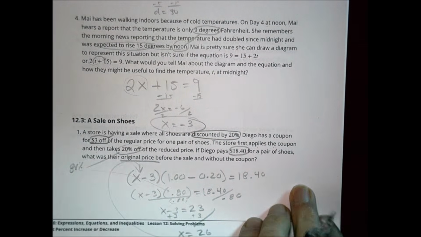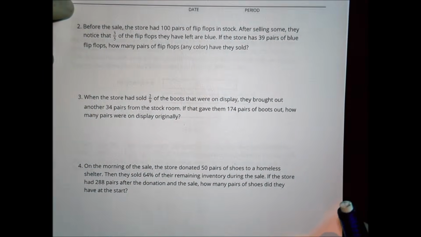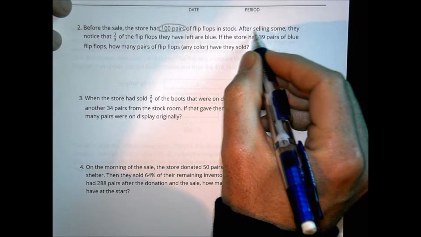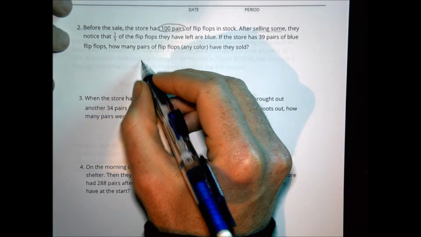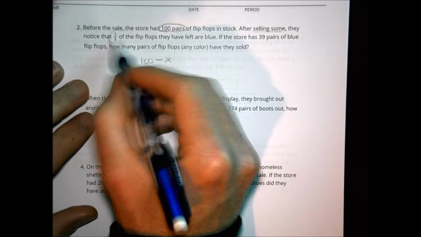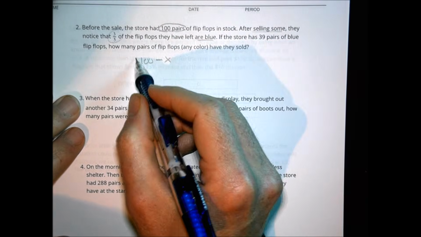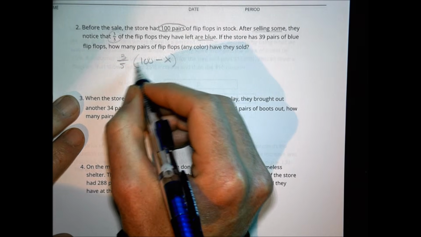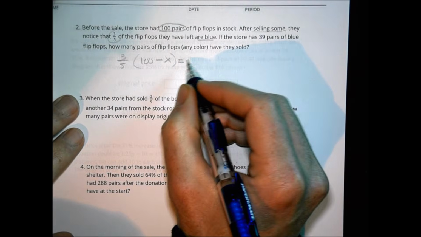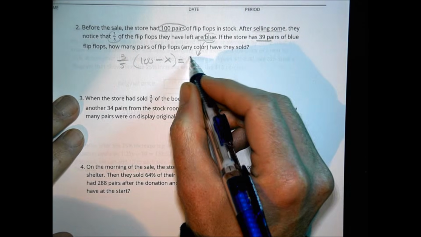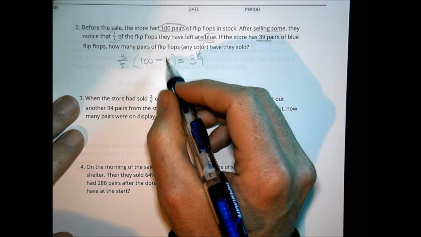Let's look at a second problem. Before the sale, the store had 100 pairs of flip-flops in stock. After they sell some, they notice that 3/5 of the flip-flops they have left are blue. So they have 100, they sell some, and 3/5 of what they have are blue. If the store has 39 pairs of blue flip-flops, how many flip-flops of any color have they sold?